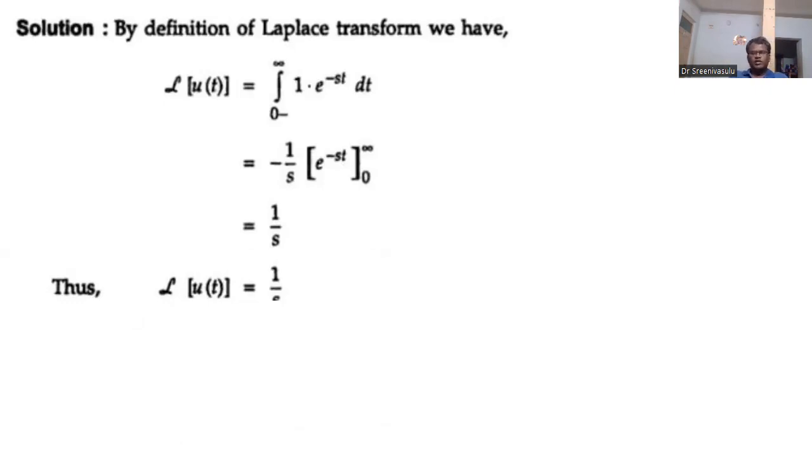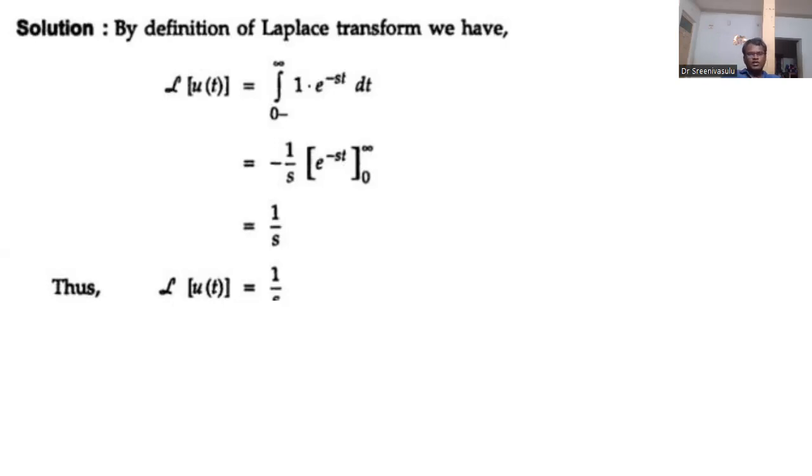Now, you draw the imaginary axis. On the x-axis, you take the real part of s. On the y-axis, you take the imaginary part of s. And then you locate a pole at s is equal to 0. And then what is your ROC? This real part of s is greater than 0, or sigma is greater than 0. Here omega equal to 0.